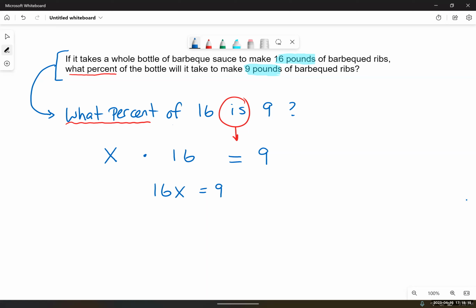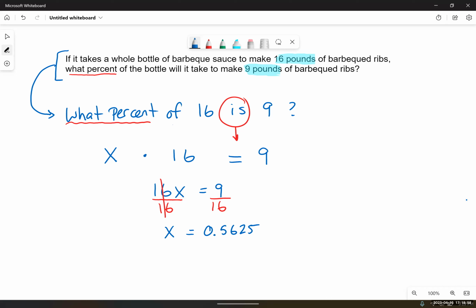Now we want to get X by itself. We want to isolate the variable. So right now, X is being multiplied by 16. So we do the opposite. We divide by 16. We'll divide both sides by 16. On the left, the times 16 and divide by 16, they cancel. So on the left-hand side, we're just going to get X equals. And on the right, well, if we pop this into the calculator, 9 divided by 16, we're going to get 0.5625.